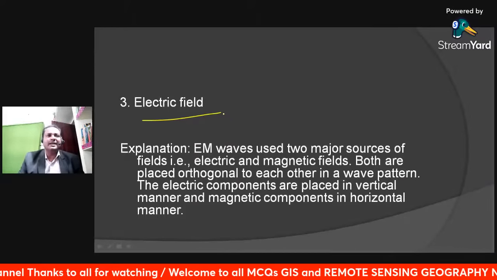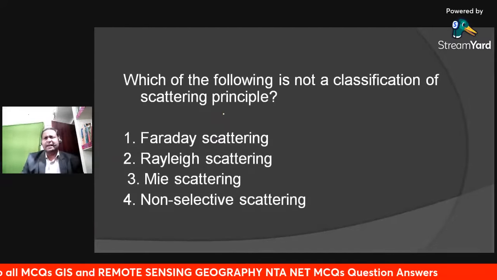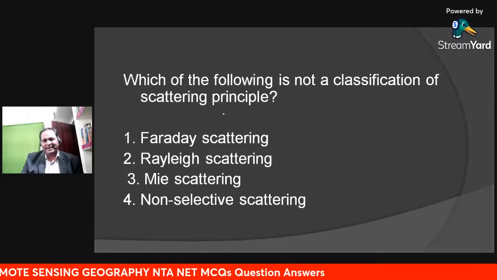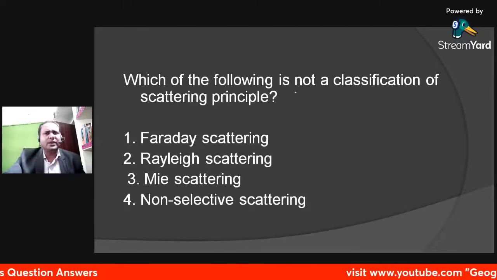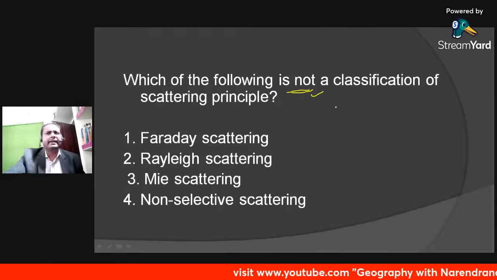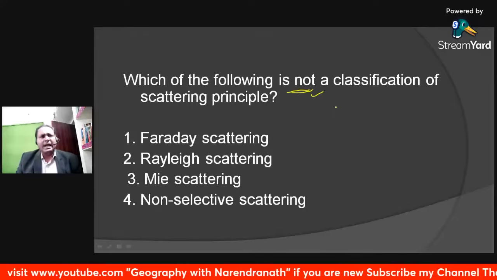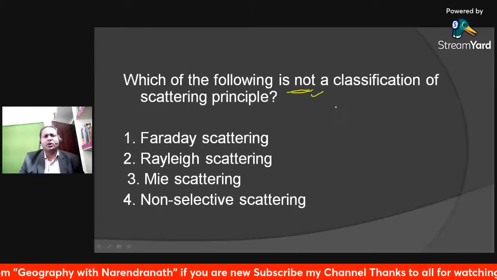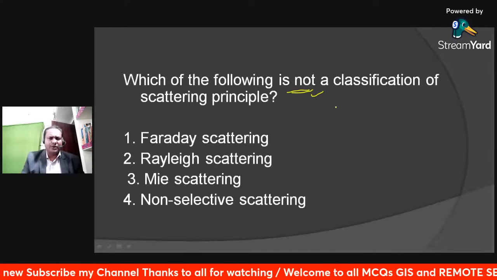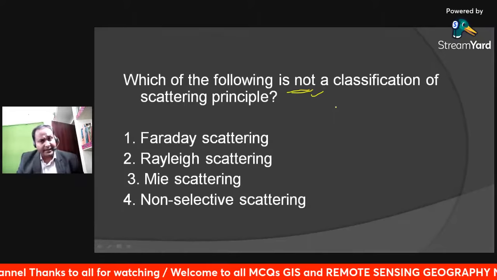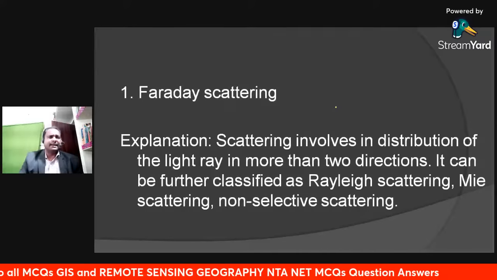And there is another question for you: which of the following is not a classification of scattering principle? Very interesting question, read it carefully. Remember that this question asks which is not a classification. The options are Rayleigh scattering, relative scattering, Mie scattering, and non-selective scattering. For every exam, NTA NET asks this type of question. So definitely Faraday's scattering is the correct answer.